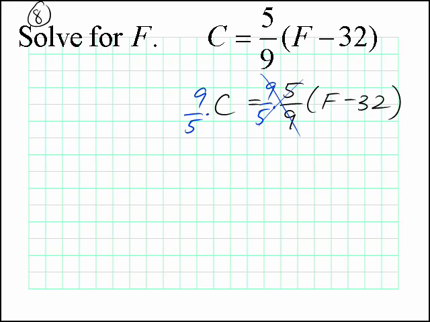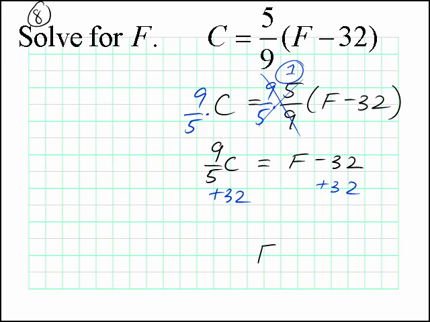The 9/5 times the 5/9 reduces to a 1, and so it's gone. I now have 9/5 c equals f minus 32. Now all I have to do to solve for f is add 32 to both sides. And my answer is f equals 9/5 c plus 32.